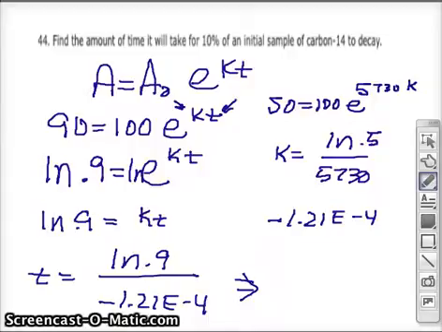Okay, I've got 870.7. How about 871? 871 years for 10% to decay away.